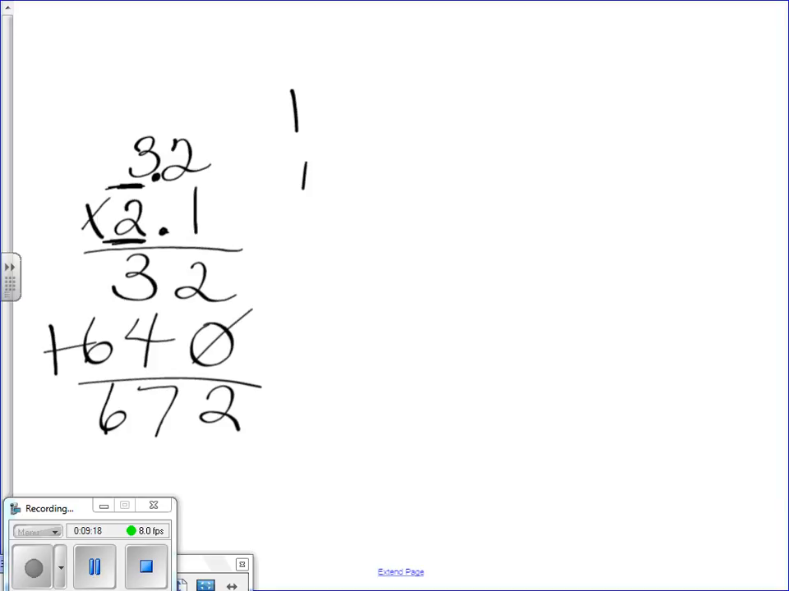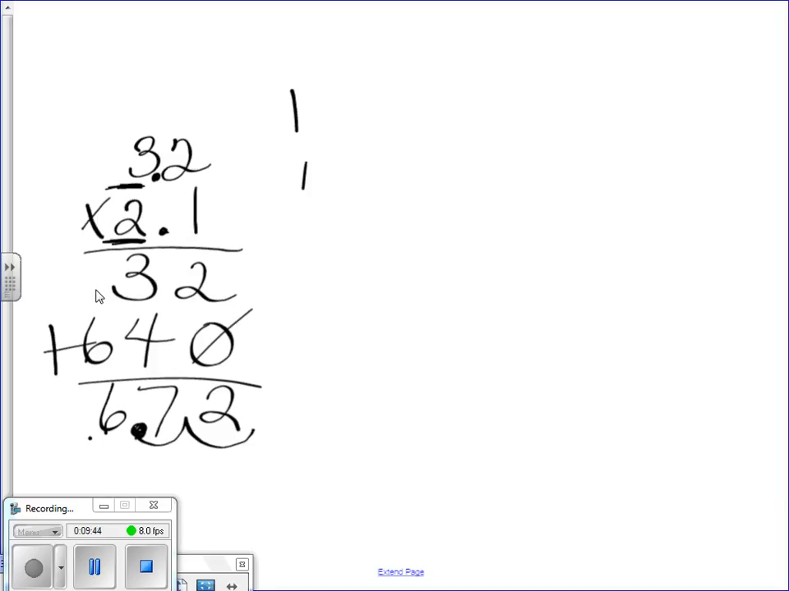You've got 1 behind the decimal and 1 behind the decimal, so my decimal needs to move 2 times. So it starts here in the back and goes 1, 2. So my answer really is 6 and 72 hundredths.